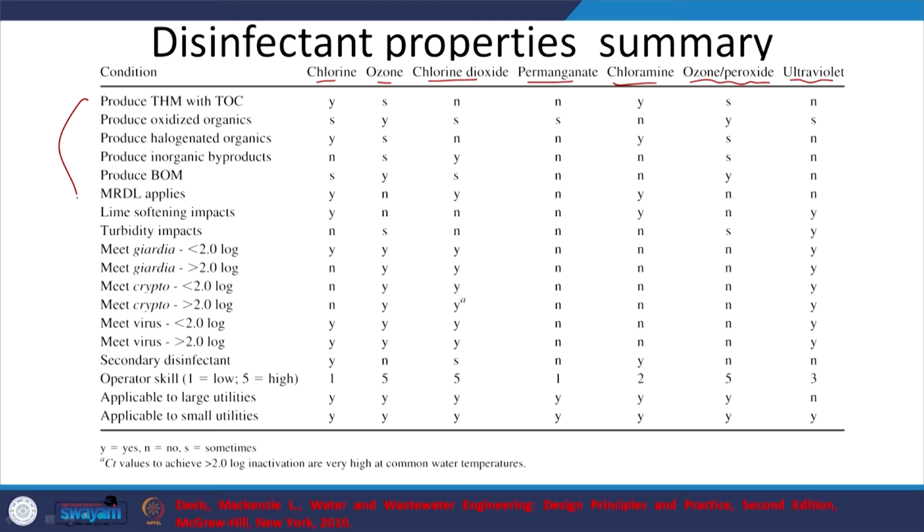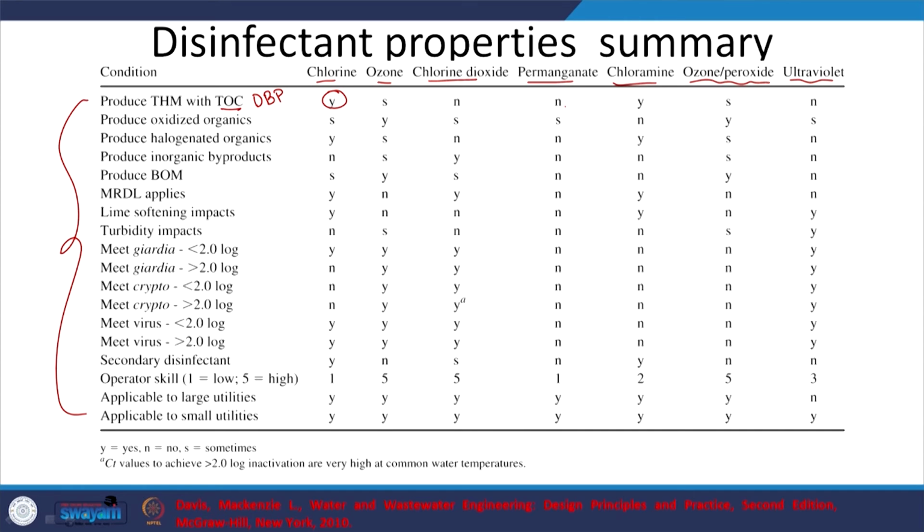So here we have different conditions that we want to meet, let's say. Produce trihalomethanes when total organic carbon is present. These were the harmful disinfection byproducts that I discussed. So you don't want to have these formed. So what are some of the ways or types of disinfecting agents which can lead to formation of these harmful disinfection byproducts?